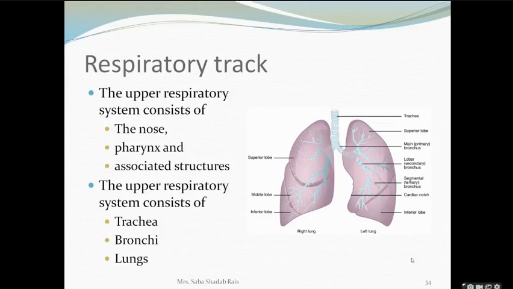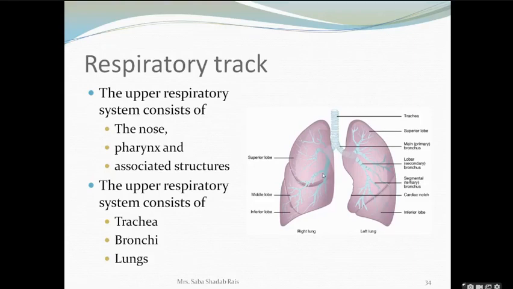Now both bronchi are not the same. You will find that the right bronchus is a little wider, shorter and more vertically placed as compared to the left bronchus. Let me repeat the properties of the right bronchus: it is wider, it is more vertically placed, and it is shorter than the left bronchus.